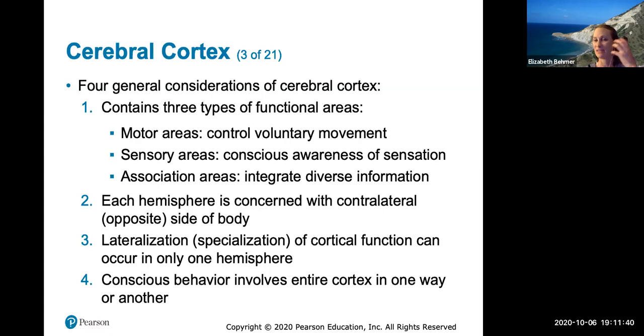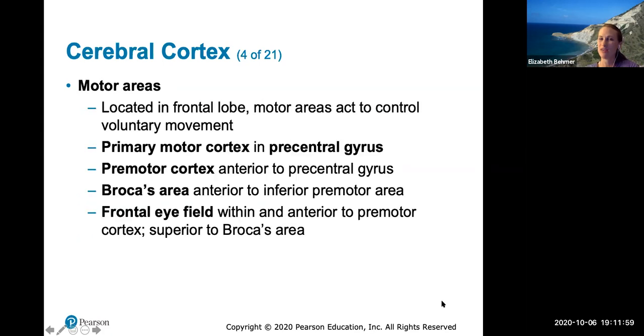Each hemisphere is concerned with the contralateral, opposite side of the body. That means the left side of your brain senses and controls things on the right side of the body, and vice versa. Lateralization is specialization of cortical function that can occur in only one hemisphere, and conscious behavior involves the entire cortex in one way or the other. And we'll be done soon, but I want to get through a little bit of the motor and the sensory areas, which again, I hope you touched on in anatomy.